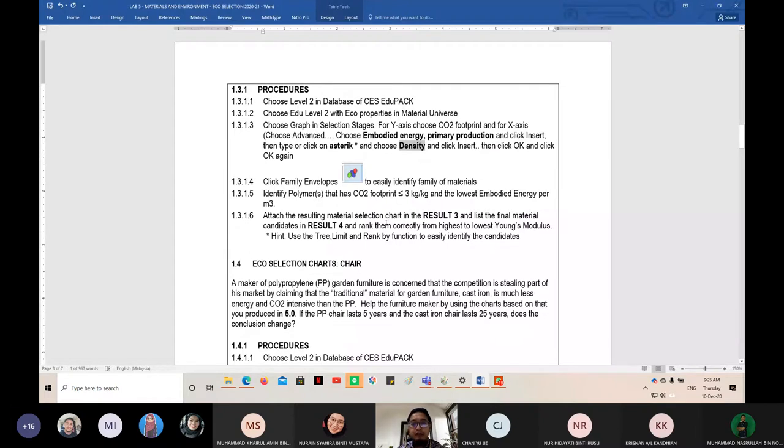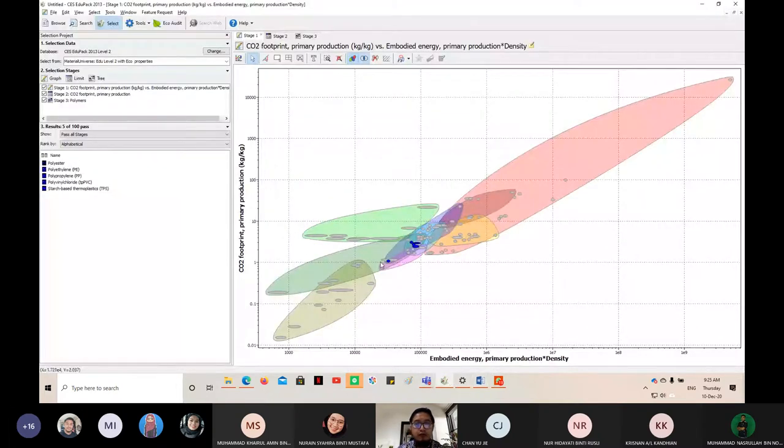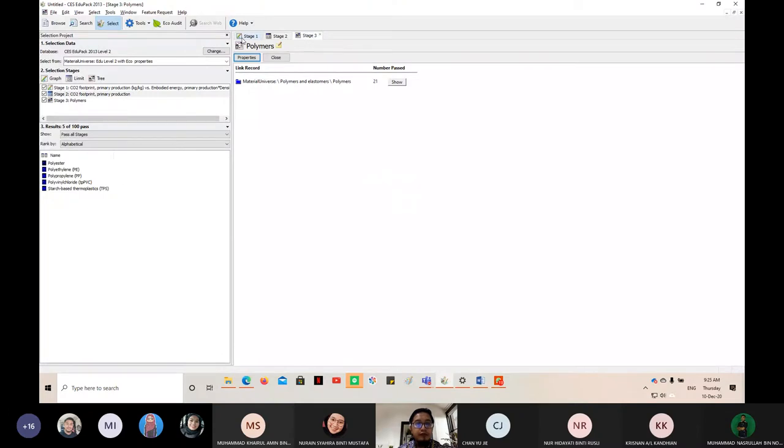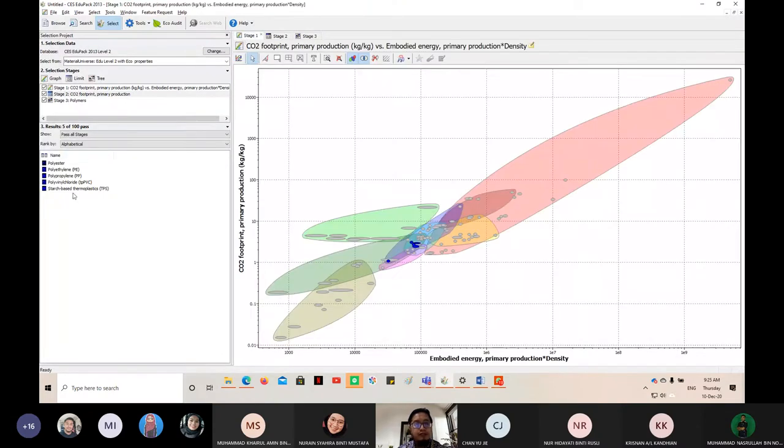So again, the same thing, less than 3 kilogram. It should be the same. Pretty much, and again we get the same answer for the lowest carbon footprint, lowest embodied energy per volume. Okay, the same 5. Is it the same 5? I can't remember, I'm not sure. So you can check. It should be the same 5 materials of the lowest density.